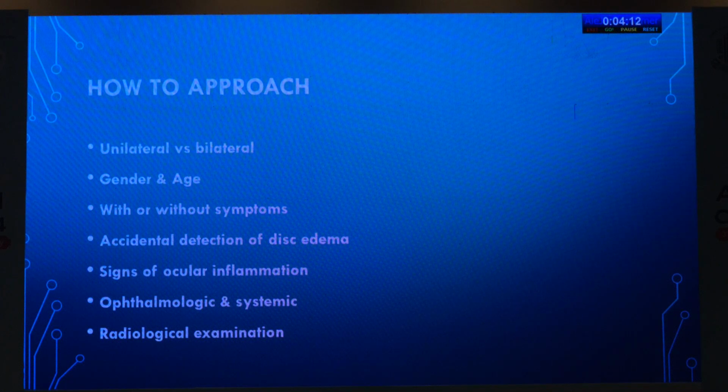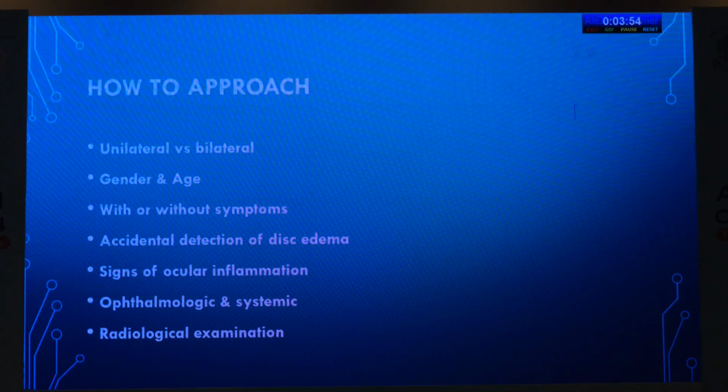We have to look at whether this is unilateral or bilateral disc edema. Gender and age are very important. As we discussed, idiopathic intracranial hypertension and papillitis are more common below 50, and anterior ischemic optic neuropathy is more common after 50.